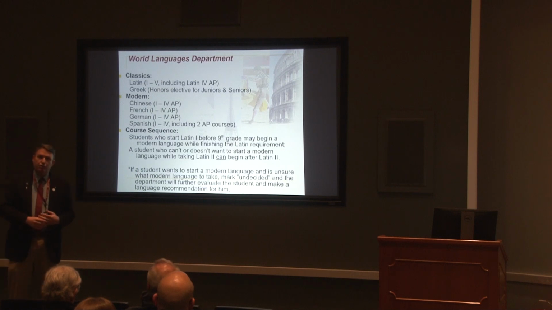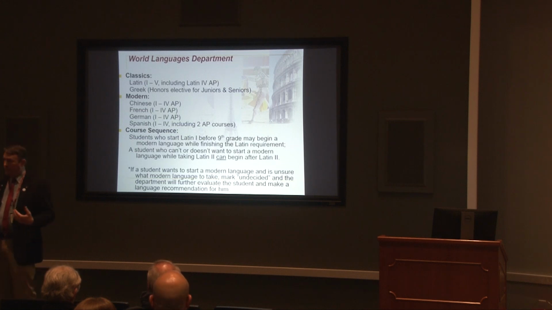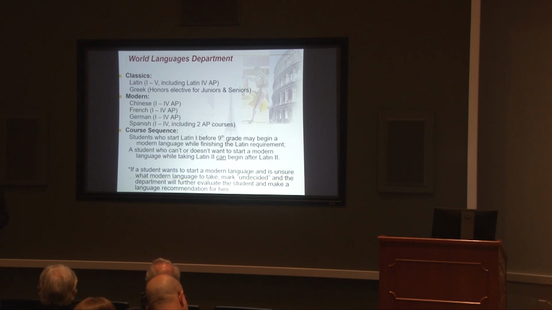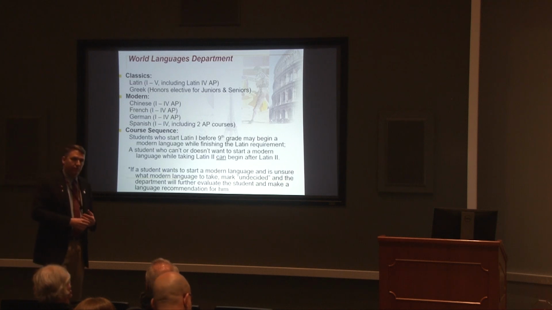The one exception is Chinese. Chinese typically takes 6 years to get to the intermediate high level, which is what the AP tests. So if your student is thinking about taking Chinese and would like to go to the AP level, then I highly recommend that student begin Chinese his freshman year, because he needs all 4 years of contact hours to be able to get to that level.